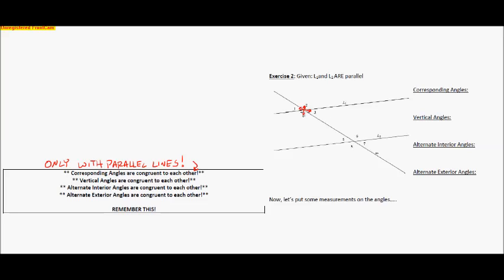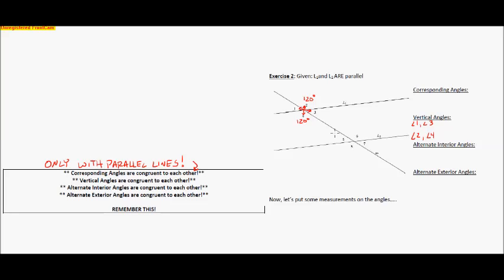Angle 1 and angle 3 are a set of vertical angles. Angle 2 and angle 4 are a set of vertical angles. And again, look at my little list over here. Vertical angles are congruent. So if I put this was 120 degrees like I did before, I would also know that angle 4 is 120 degrees.